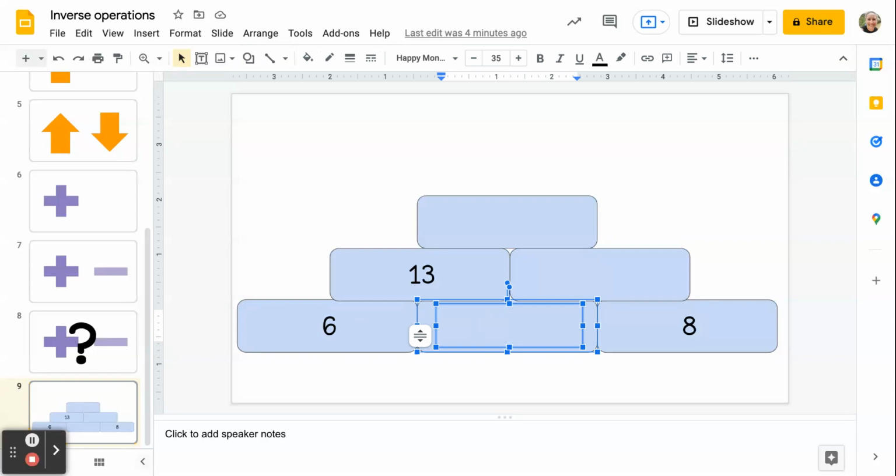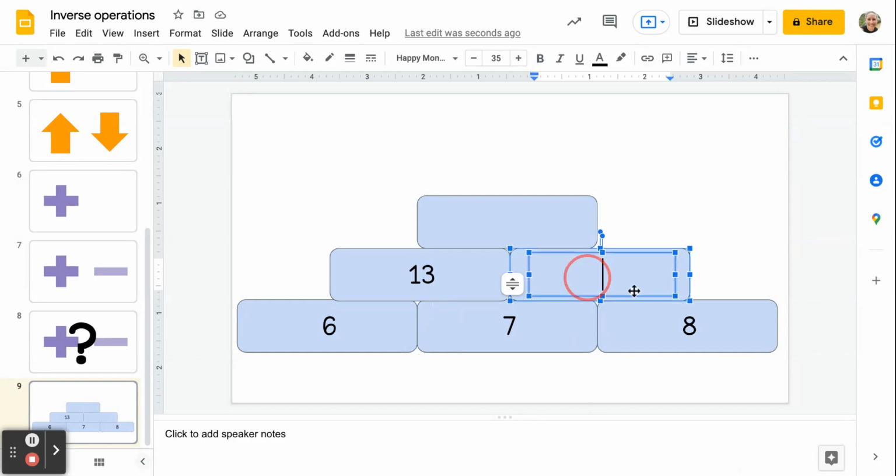I know that 6 plus 6 is 12. So I'm going to need one more, which means that I need 7. Easy peasy lemon squeezy. And from here, it is really straightforward because the 7 and the 8 need to be added together to find out what goes in here. And I know that 7 and 7 is 14, so 7 and 8 must be 15.